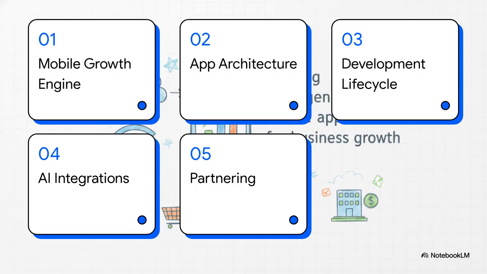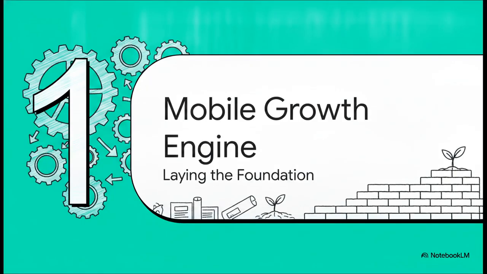Here is our literal blueprint for today. First, the mobile growth engine. Then, choosing your app architecture, followed by the development lifecycle. After that, we'll hit next-gen AI integrations and finally wrap up with partnering with TechCirkle. Up first, the mobile growth engine.